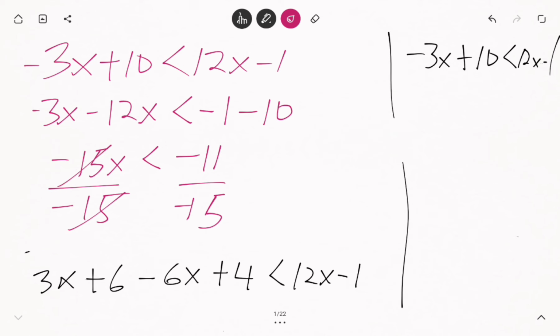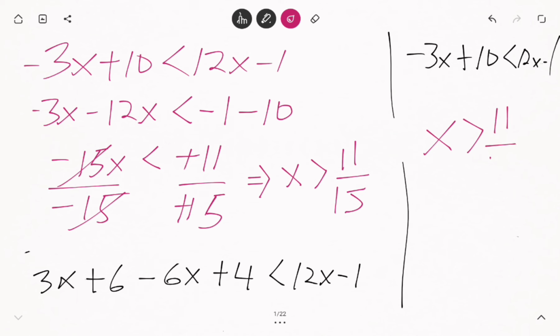Because I divided both sides by a negative sign, my sign is going to change. So this implies that my x, instead of being less than, is going to be what? Greater than. Negative will cancel negative, then we have 11 over 15 as our answer. So my answer in this case is going to be x greater than 11 on 15.